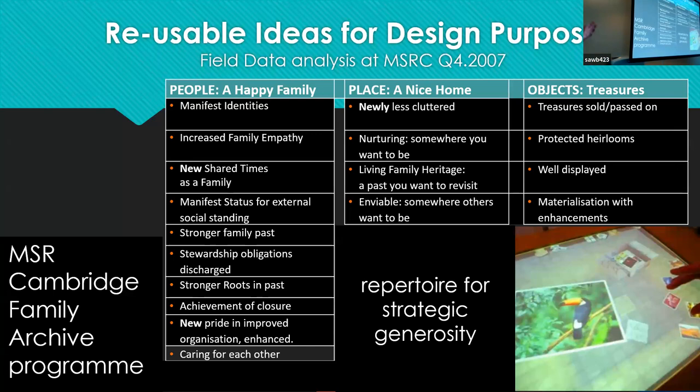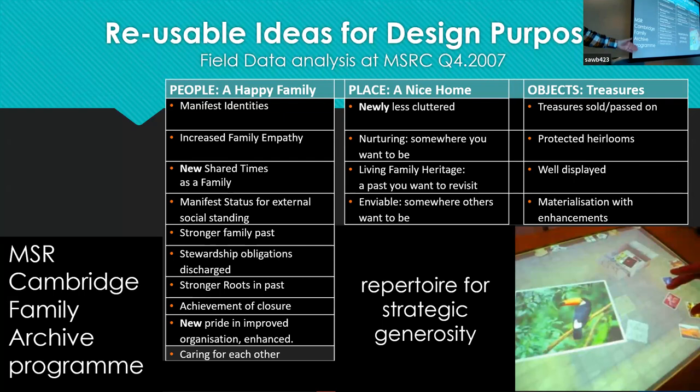During my Nesta fellowship, I finished up at Microsoft Research. I worked on the Family Archive program. This was a bit of digital furniture for curating both physical and digital heritage, because increasingly important stuff was in a digital format. One of Dave Kirk's questions was, if there was a fire in your house, what's the one thing you would take out? And the younger people said the hard disk drive with all their photos on and all their music. So this is the sort of value proposition space for the Family Archive around people, place, and things, making for a happy family, a nicer home, and looking after your treasures.